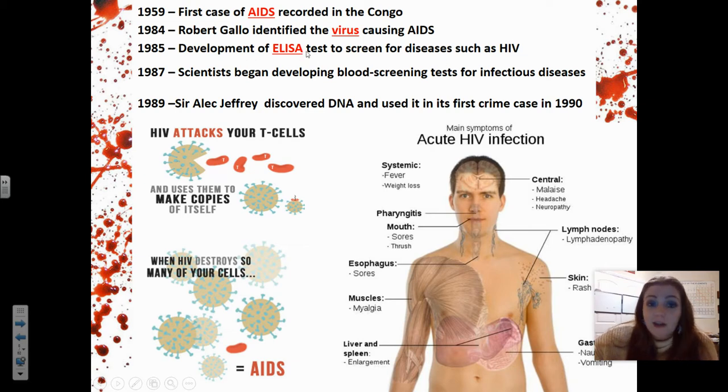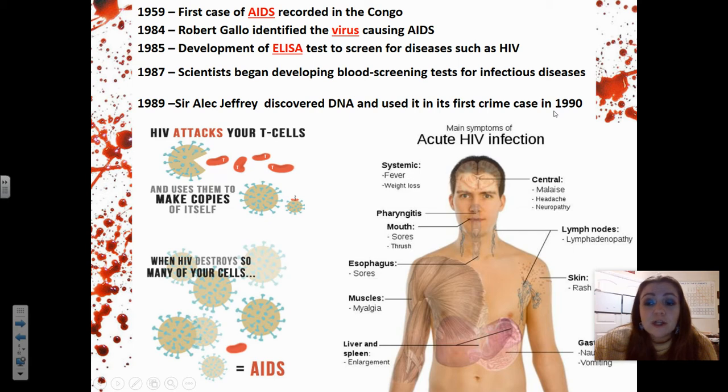So now we have tests that can screen for blood diseases. In 1987, scientists began developing blood screen tests for other infectious diseases other than AIDS. And then in 1989, Sir Alec Jeffreys discovered DNA profiling. So we've talked about that one before. Huge thing. First case solved using DNA in forensics was in 1990.